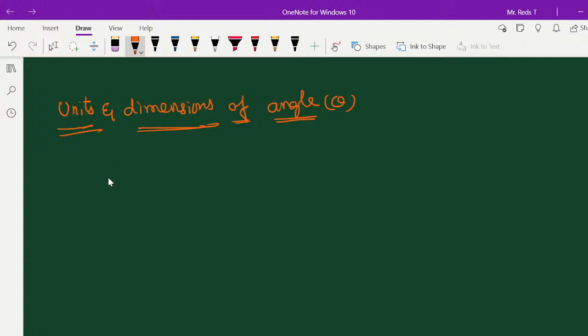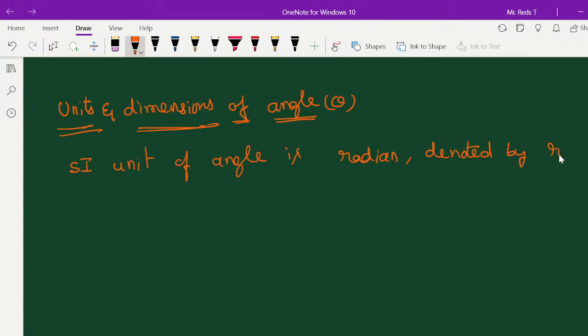In the SI system, the unit of angle is taken as radian. So you have to say the SI unit of angle is radian, denoted by rad. SI unit of angle is what? Radian. But we also use one more unit called a degree, to measure angles. But degree is not an SI unit.